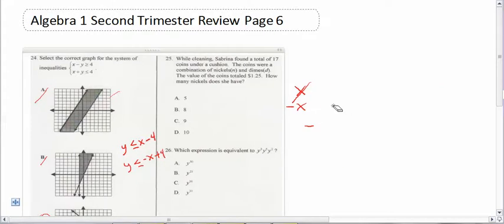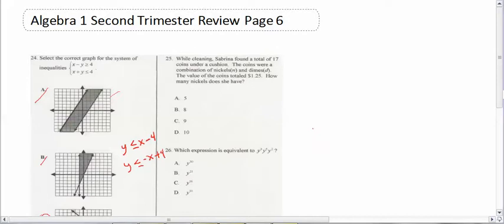Okay, a little bit more erasing to do here. Okay, so now I have a word problem. It says, while cleaning, Sabrina found a total of 17 coins under the cushion. The coins were a combination of nickels, which is N, and dimes, that are D's. The value of the coins totaled $1.25. How many nickels does she have?